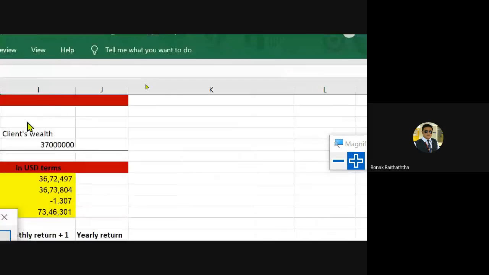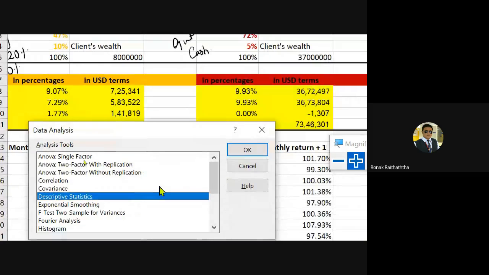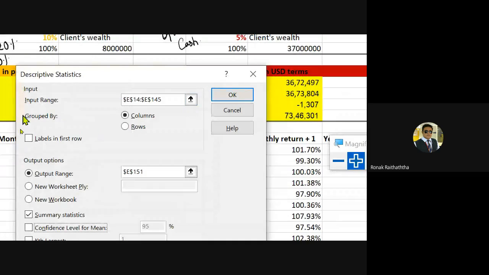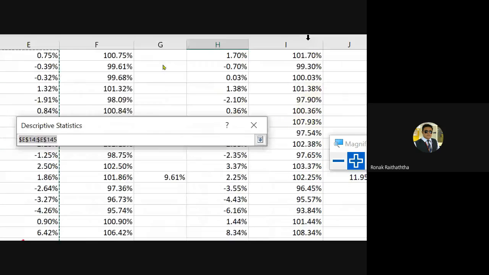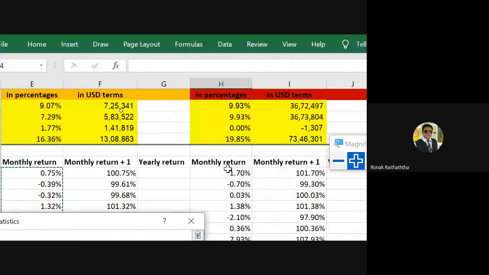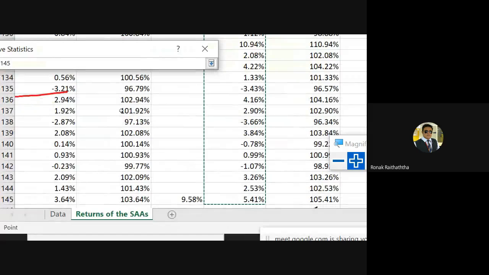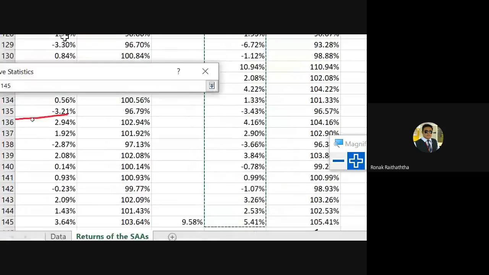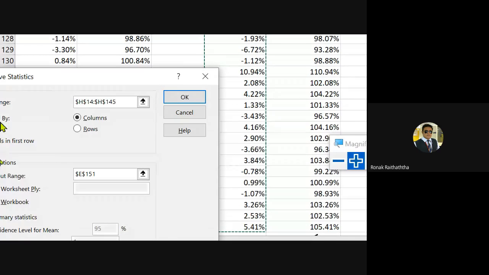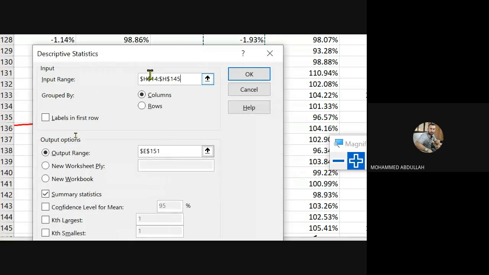Data analysis, descriptive statistics. Okay. Now input range is the range for the data. Now for the third one, I'm selecting the monthly returns from 1.70 percentage to the last one. Control shift down arrow. Now once that is done, then you may press enter. So this is the data selected. Okay, sir. Done. Thank you.